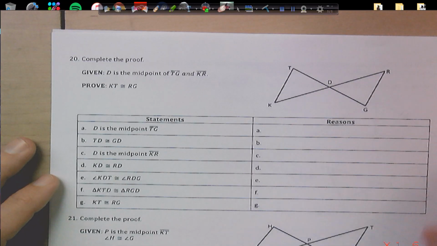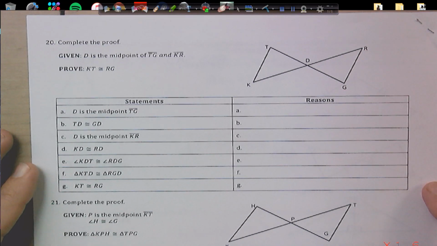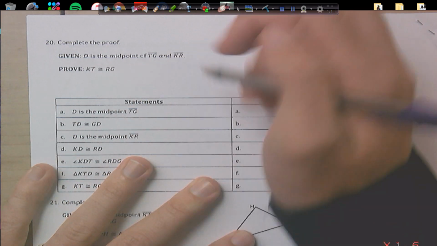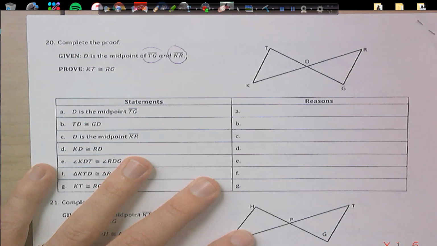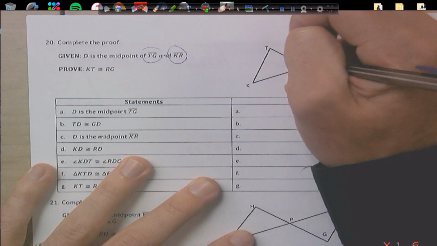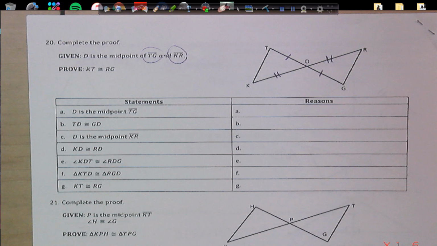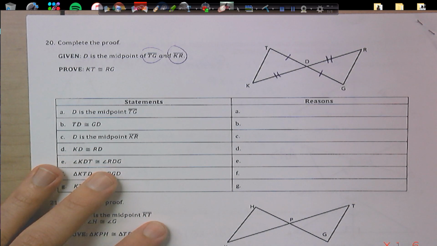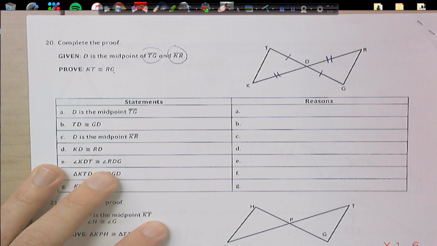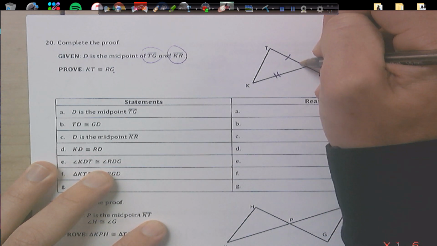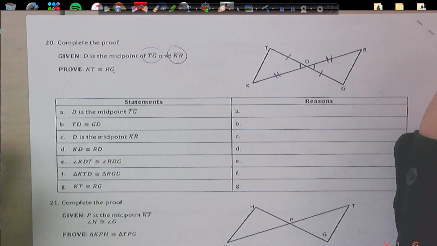Last thing are two quick proofs, and in our proofs, we want to make sure we plug in all of our information. D is the midpoint of both the segments, so now that we know it's both segments, we can show both are congruent. We didn't get to do that in our other picture. And prove KT is equal to RG. Well, before we could prove this, we got to prove the triangle is congruent. So I have two sides, and then I also have an angle, vertical. So let's go ahead and fill this out.